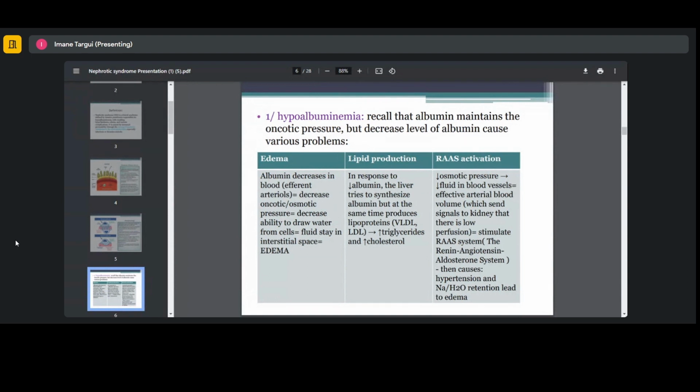Edema: we have albumin decreasing in the blood in the efferent arterioles, which leads to decreased oncotic or osmotic pressure and decreases the ability to draw water from cells, so fluid stays in the interstitial space and causes edema. And we have lipid production. In response to low albumin, the liver tries to synthesize albumin, but at the same time produces lipoprotein, like very low density lipoprotein or low density lipoprotein, which causes high triglycerides and high cholesterol.